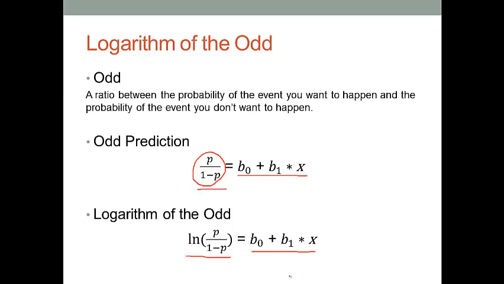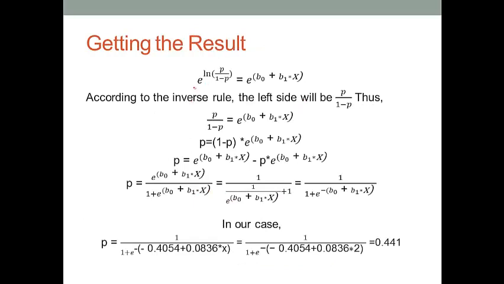Some classmates may already have found the solution. We need to give both sides of the linear model as the power of the natural number e, just like what you see in the next slide. This is a very important transformation we need to do, because according to the inverse rule of a logarithm, the left side will be p over 1 minus p. As long as we take the odd out of the logarithm form, the following steps are just basic algebra calculation. Finally, p equals to this one.